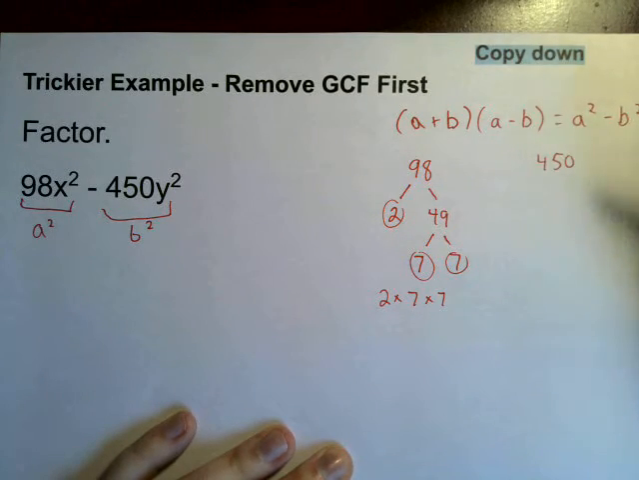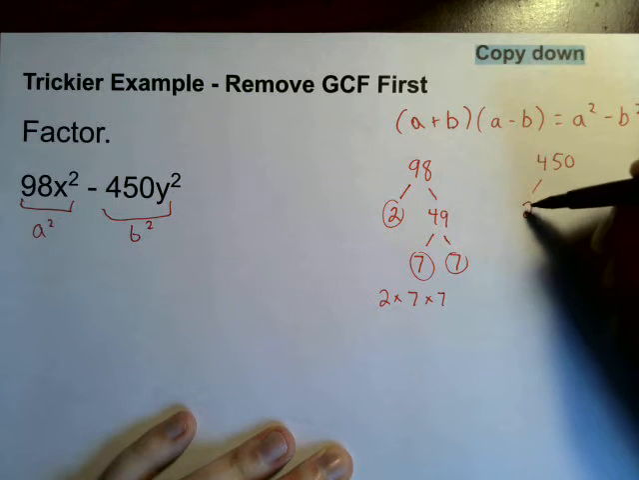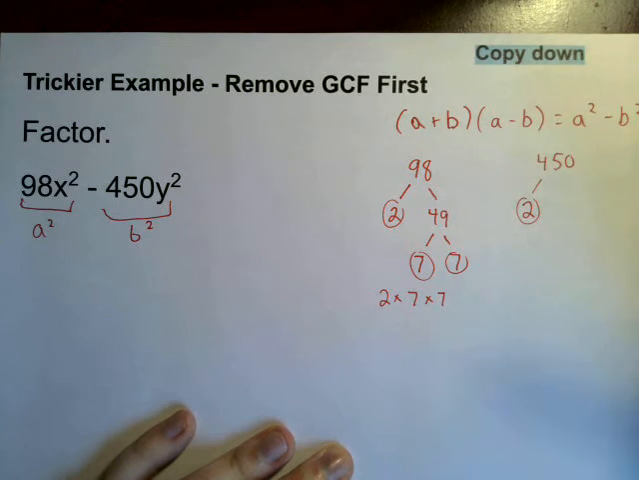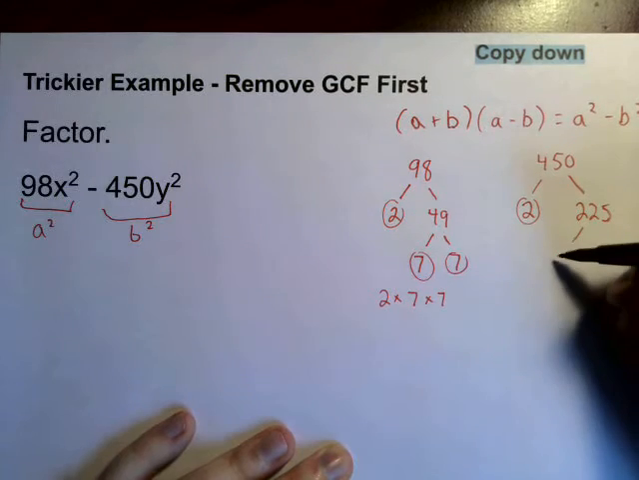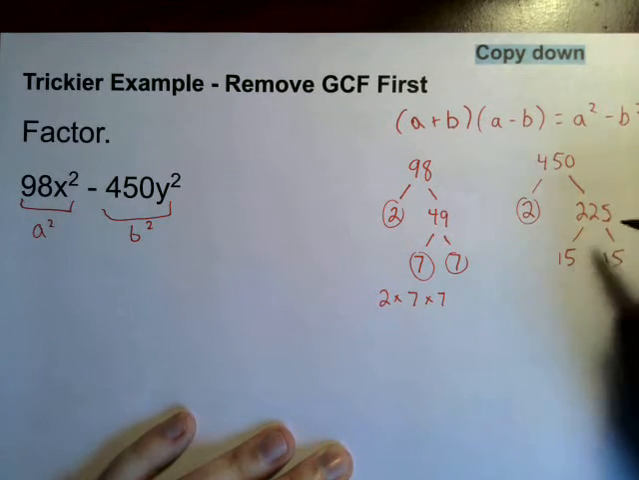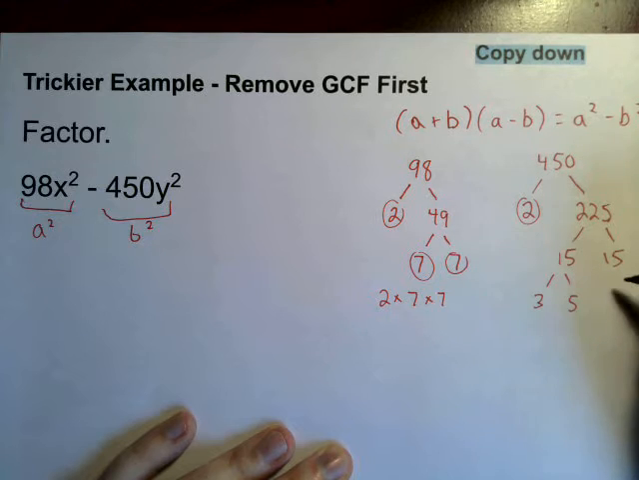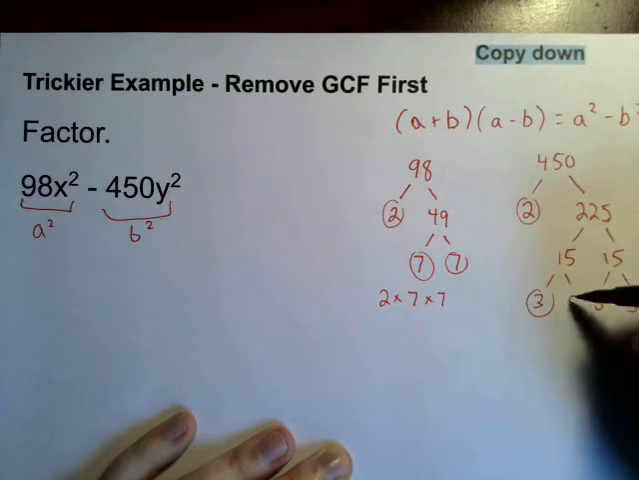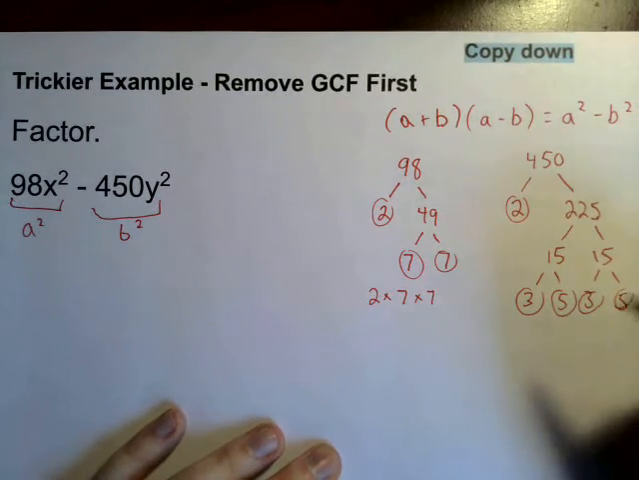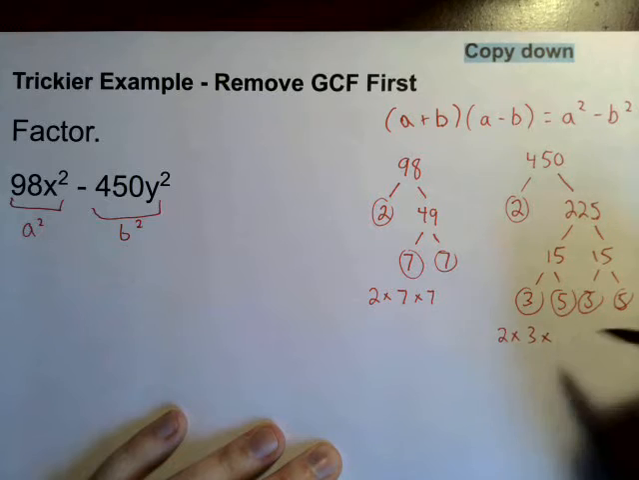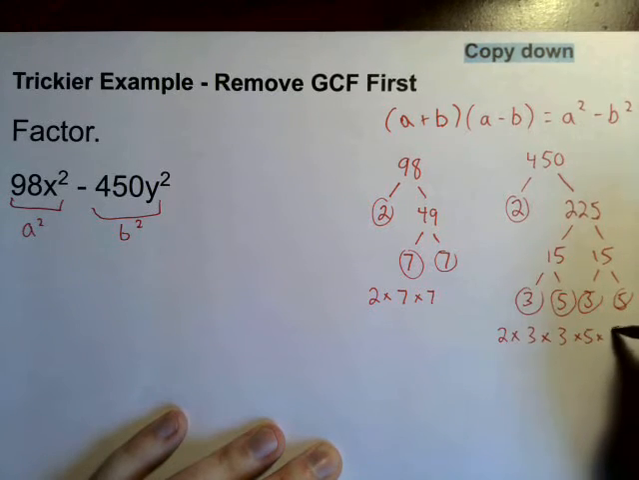So 2 times 7 times 7 is 98. For the number 450, again, it's an even number, so I would prefer to always take 2 out as a factor first. And then let's see, 450 is two groups of 225. 225 is actually a perfect square, right? It's 15 times 15. And then each group of 15 is 3 by 5. So then the prime factorization of 450 would be 2 times 3 times 3 times 5 times 5.